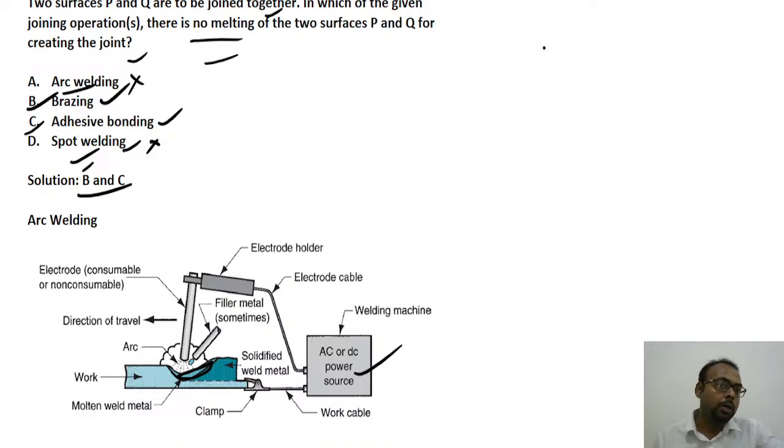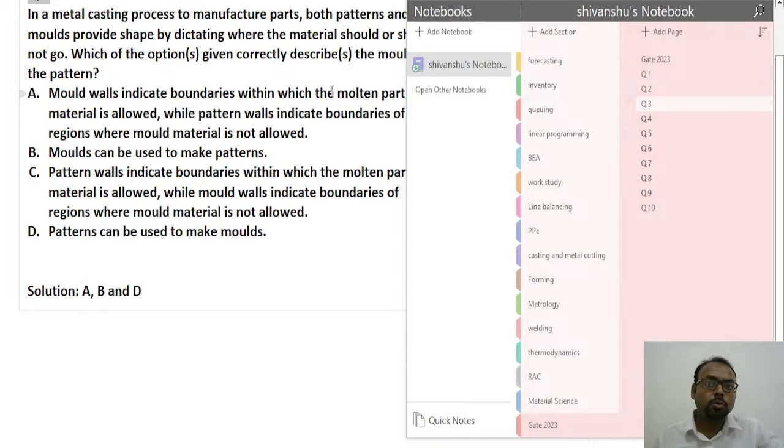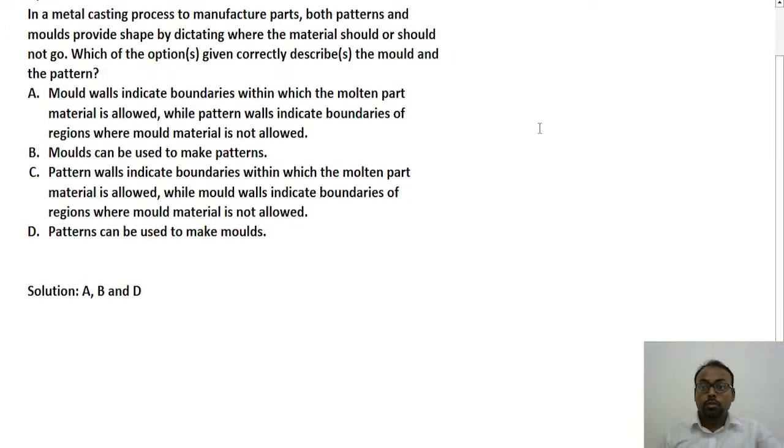And this was a 1 mark question. Now let's go to the third question. In the third question, you can see that this was also asked for 1 mark. In a metal casting process, to manufacture parts, both patterns and mold provide shape by dictating where the material should or should not go. Which options given correctly describe the mold and the pattern?